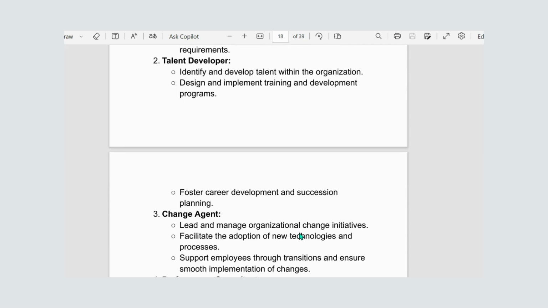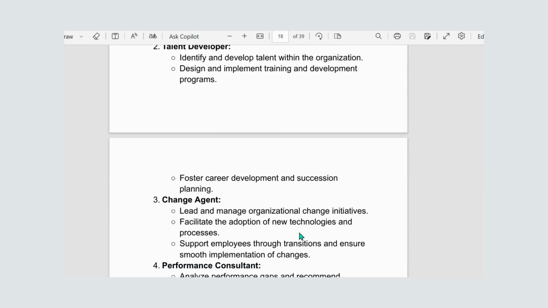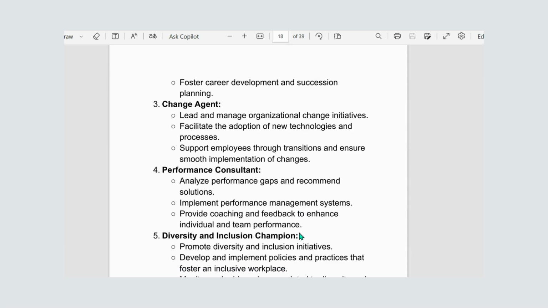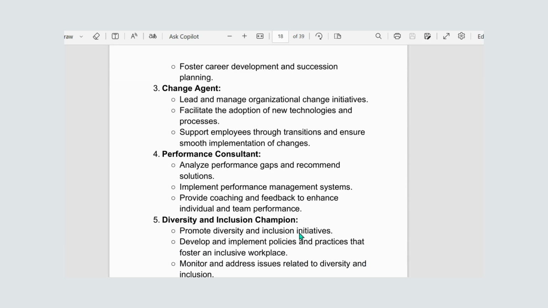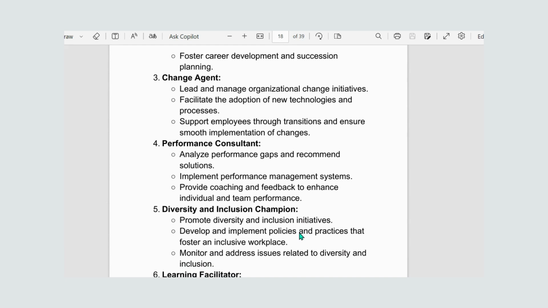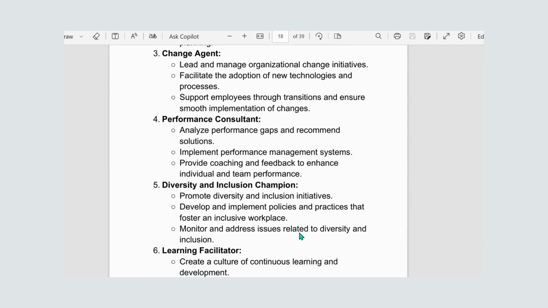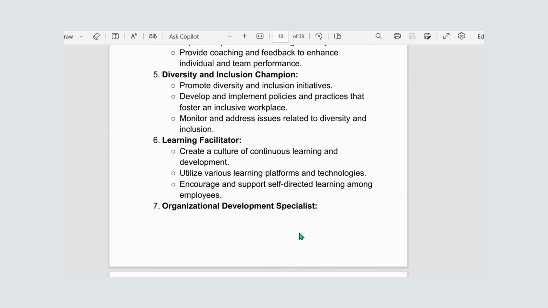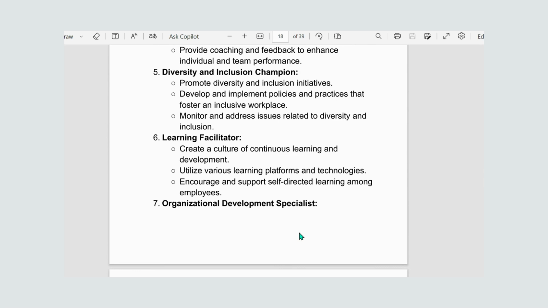They also sometimes act as change agent because they lead and manage organizational change initiatives. They also act sometimes as performance consultant as they analyze performance gaps and recommend solutions. They also implement performance management systems. They also play the role of diversity and inclusion champion as they promote diversity and inclusion initiatives. They monitor and address issues related to diversity and inclusion, and they act as learning facilitator. This is because they create a culture of continuous learning and development using various platforms and technologies.